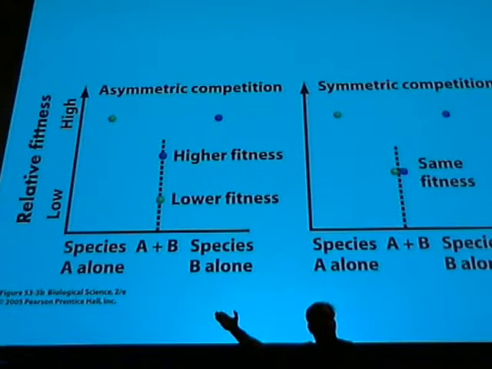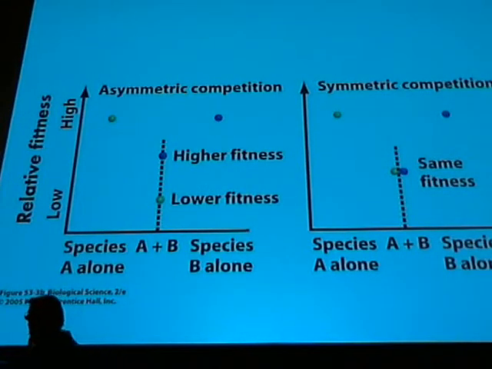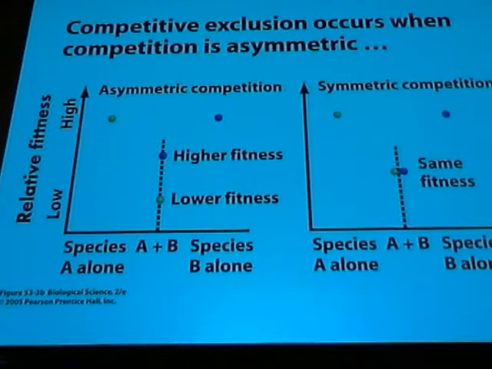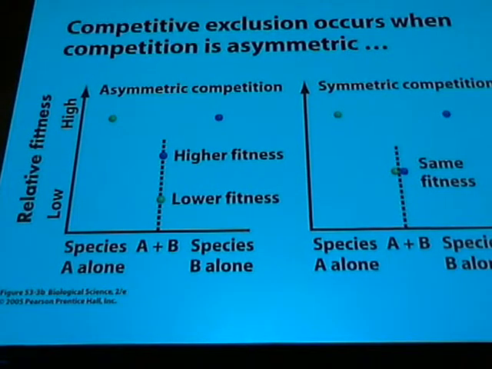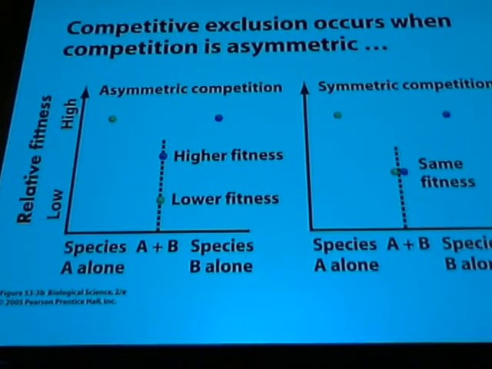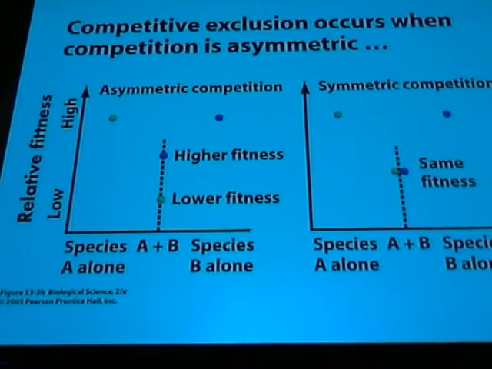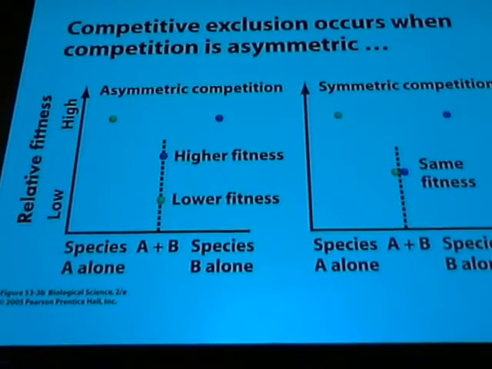Asymmetric. See? Because purple had higher fitness than green, green went extinct. So, it's an example of asymmetric competition. Competitive exclusion occurs when competition is asymmetric. You've got to have a winner and a loser, a better competitor and an inferior competitor. Make sense, everybody? All right.